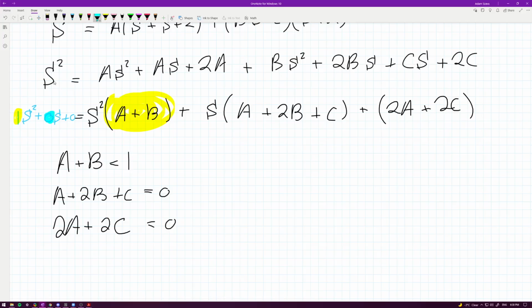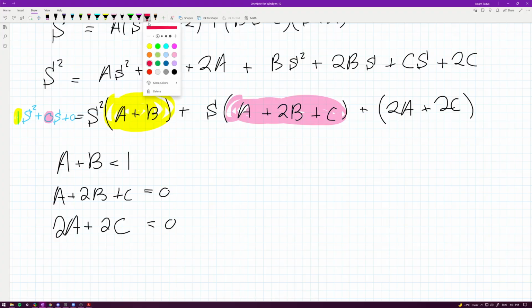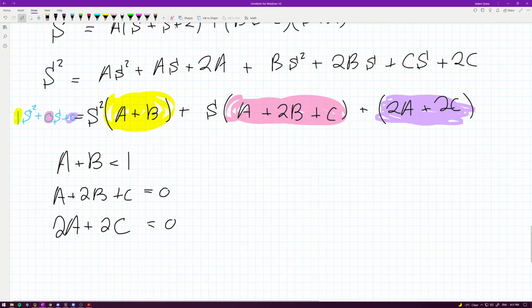And then, I shouldn't use that color, should I? Right, then 0 and A plus 2B plus C should be equal, because that's the coefficient on the s term. And then the constant, can't use that color either, can I? The constant term, need better colors. Let's see, that's a good purple. The constant term and the constant term should be equal if these are truly equal polynomials here. And that's the idea. You make a system and then you use that system to solve for the variables.